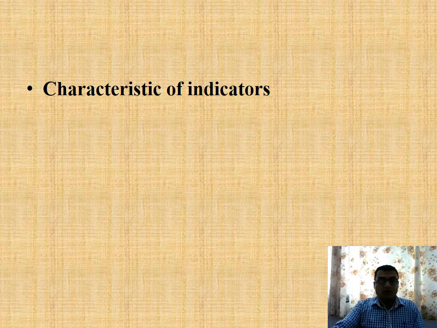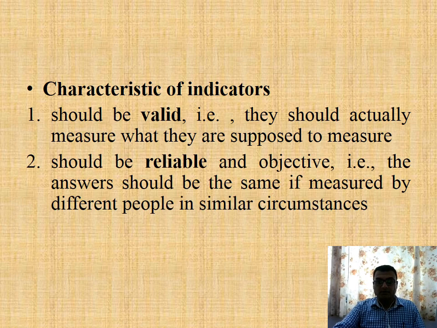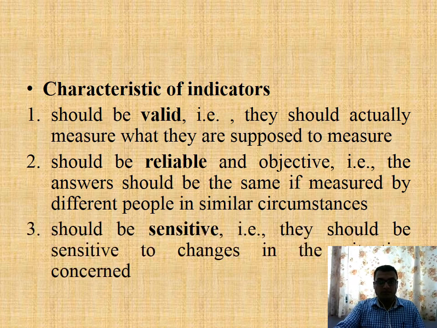So let's see what the characteristics of ideal health indicators are. The first characteristic is that the health indicator should be valid. That means it should actually measure what it is supposed to measure. The second characteristic is that they should be reliable, also called repeatable or reproducible. What does it mean? It means that when these health indicators are used by different investigators under similar circumstances, they should be able to give similar results. That is called reliable.